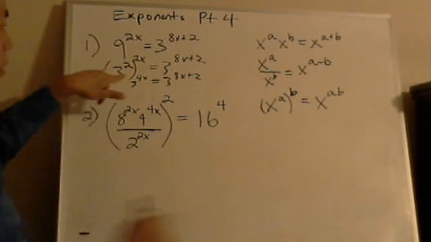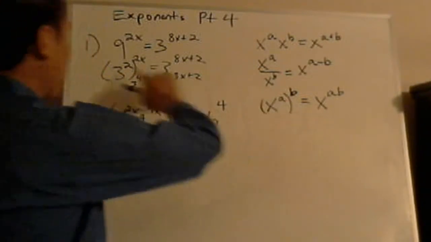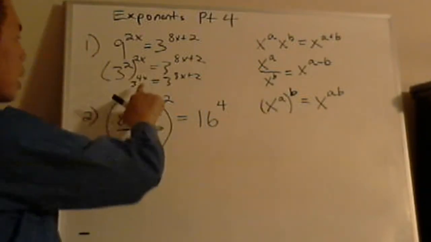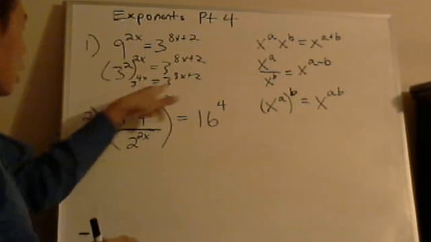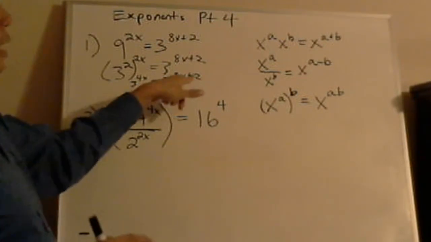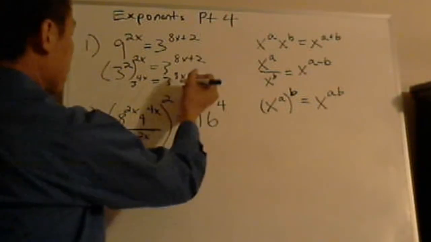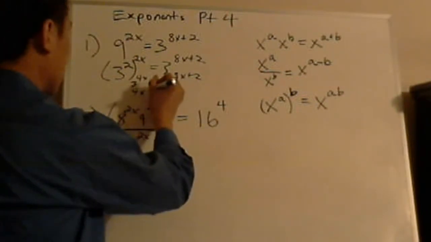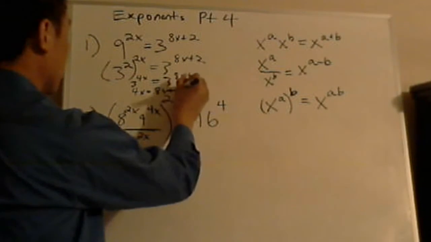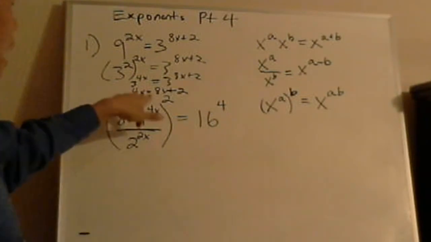You see how that happened? It's the same rule. When you have a power on a power, you multiply the exponents. So 2 times 2x is 4x, so 3 to the 4x equals 3 to the 8x plus 2. Since the base is the same now, you can just set the exponents equal, right? So now you can write 4x equals 8x plus 2, okay? And we can now solve for x.